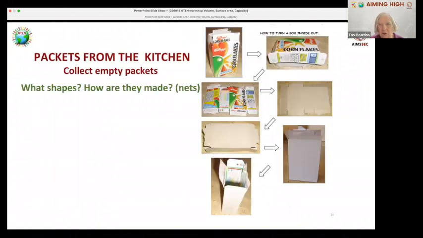So Caroline's going to talk about turning packets inside out. This is something we've done for some time now. Tony, in my world, it was Tony's idea.